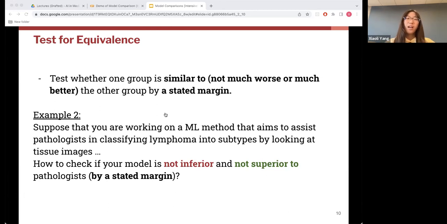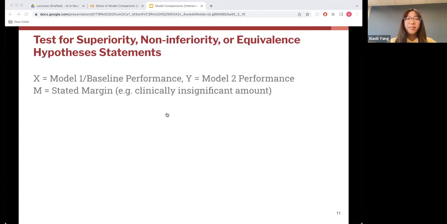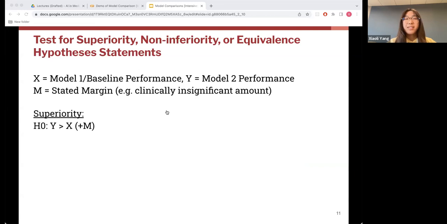So you may still think, oh, these examples are still a bit hand-waving, so I will make it more concrete by giving the null hypothesis for these three tests. Let's give some definitions first. Let X be the model 1 or baseline performance, where by baseline we are referring to something like pathologist performance, and Y be the model 2 performance we are comparing against. And we define the stated margin to be M. This is usually the clinically insignificant amount, and beyond that, we consider it clinically significant.